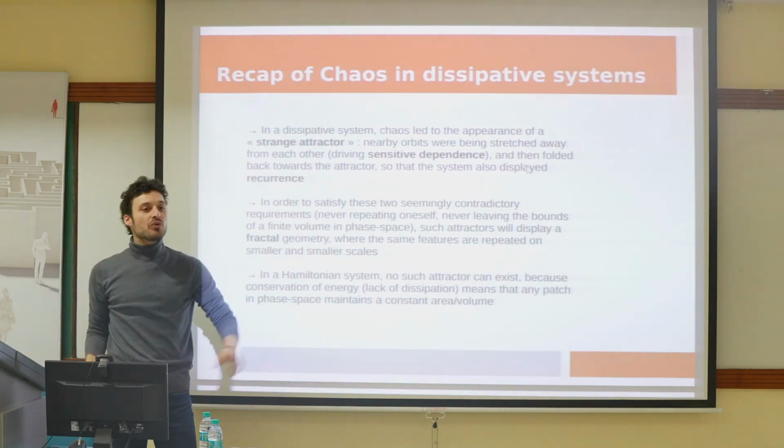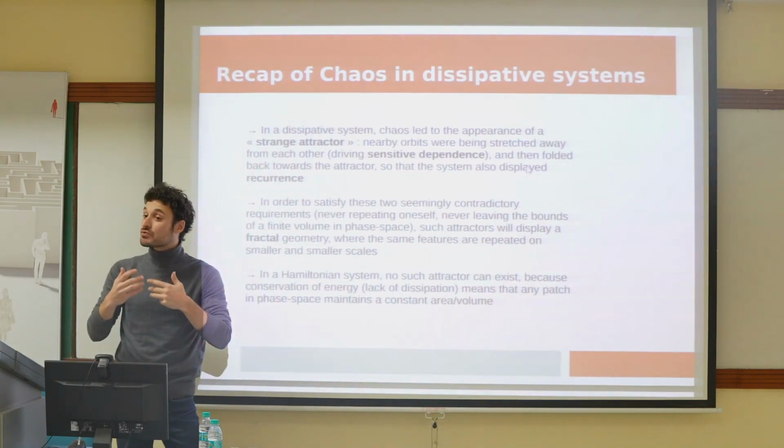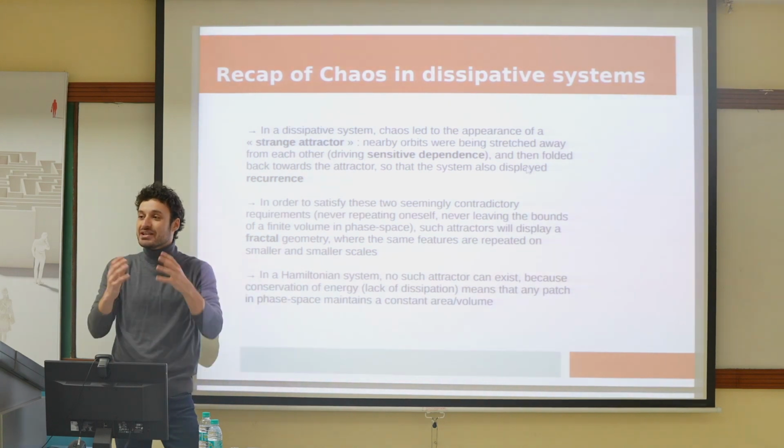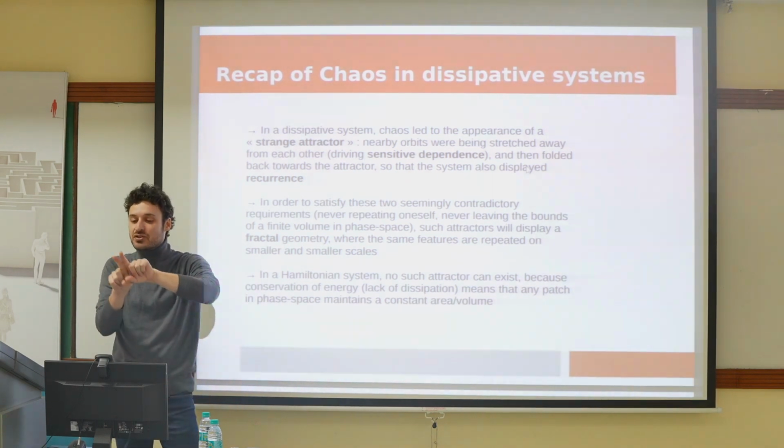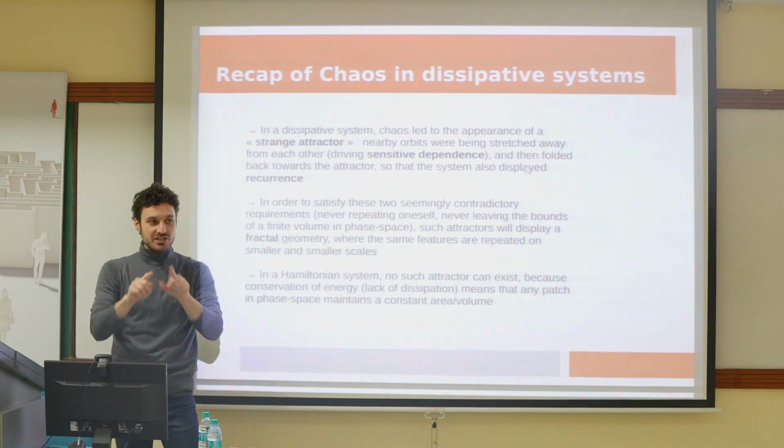But also the strange attractor had this swirling pattern, but always did seem to fold back in on itself, which allows for the second property of chaotic systems, which is recurrence, right? The uncertainty, the difference between two orbits, doesn't grow without bounds. Eventually they will come back arbitrarily close to each other.